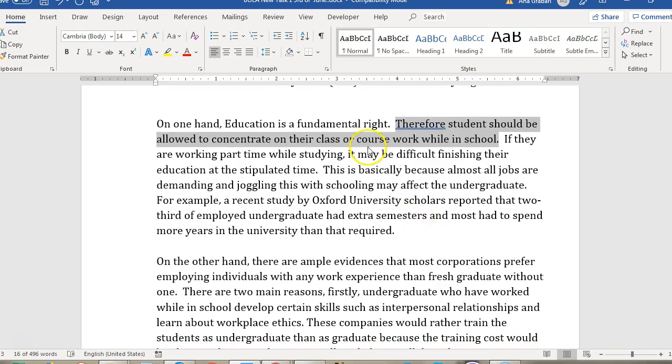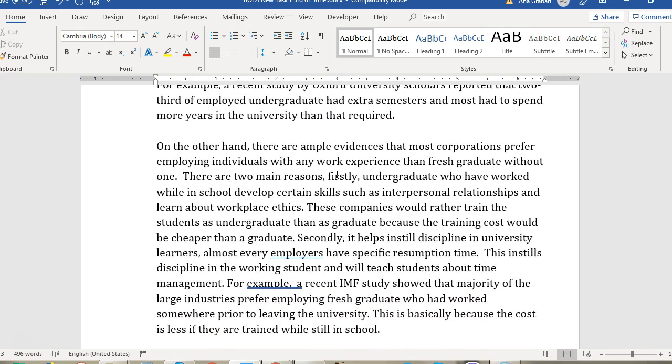And please rethink the first sentence as well. You could say, on the one hand, despite part-time jobs being very useful for the student's pocket, this may affect the quality of their education. Right? And then you go and develop the argument. Absolutely. It's not that you have to start with the fact that it's a fundamental right, not really.